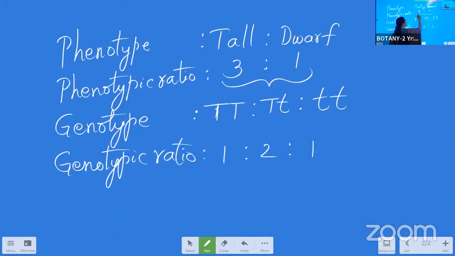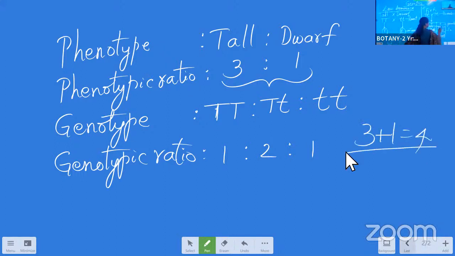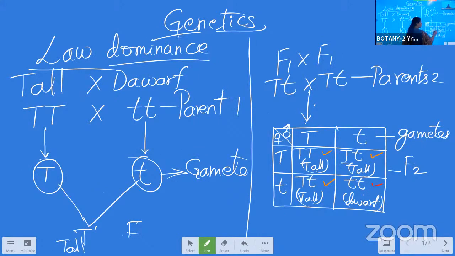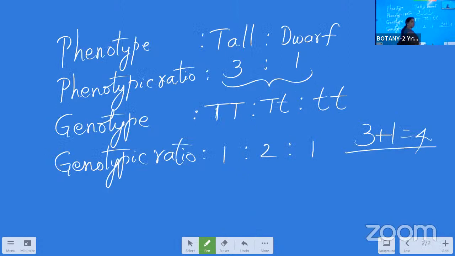So here the phenotypic ratio is 3:1. If you add these two numbers, we will get 3 + 1, 4. Isn't it? In the Punnett square picture also, we got the 4 offsprings, 1, 2, 3, 4. So like this, we need to come to the conclusion. Okay, we have to come to the conclusion also like this.